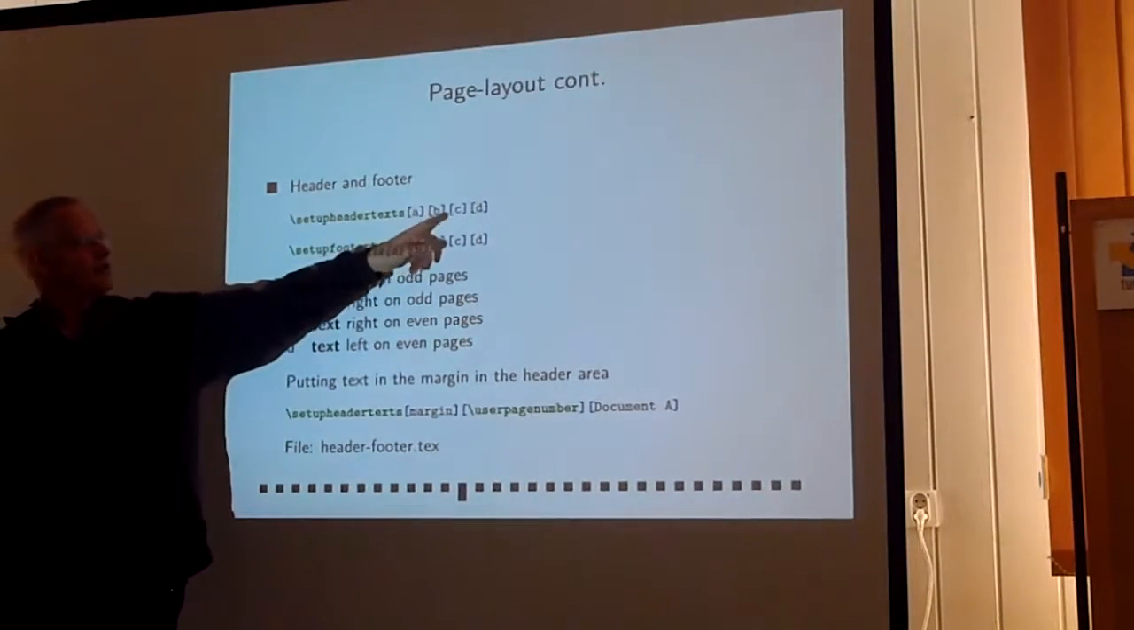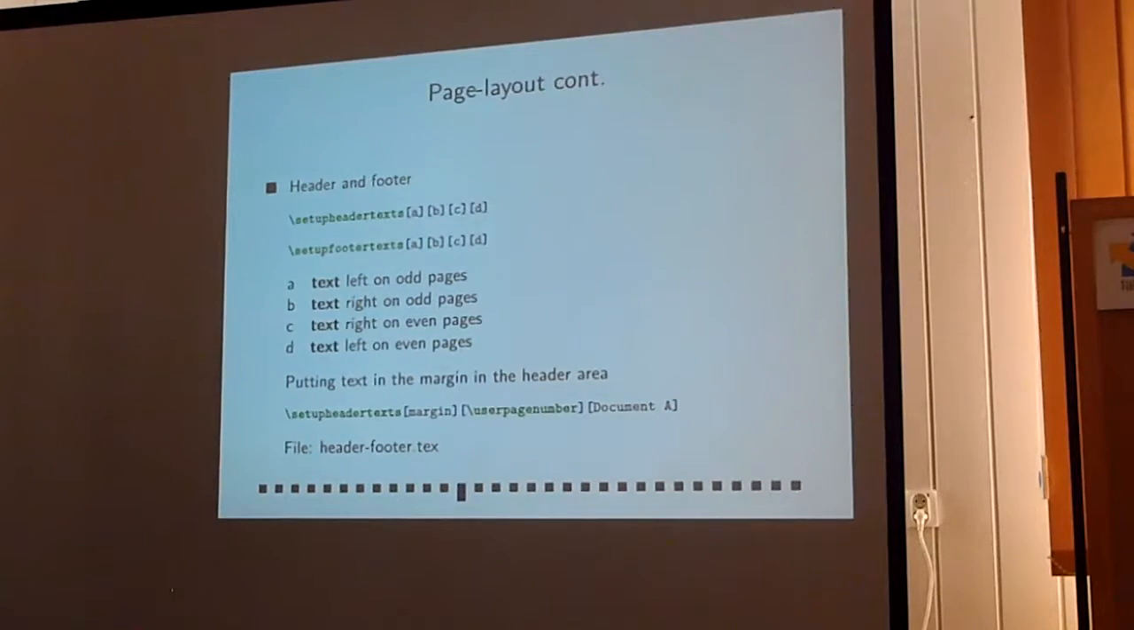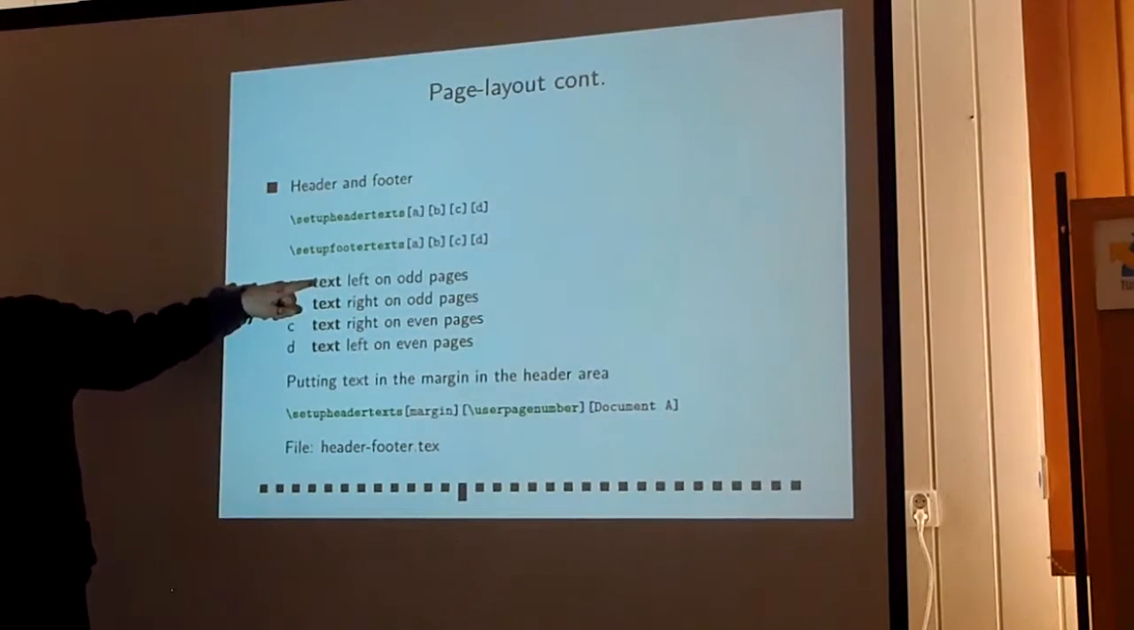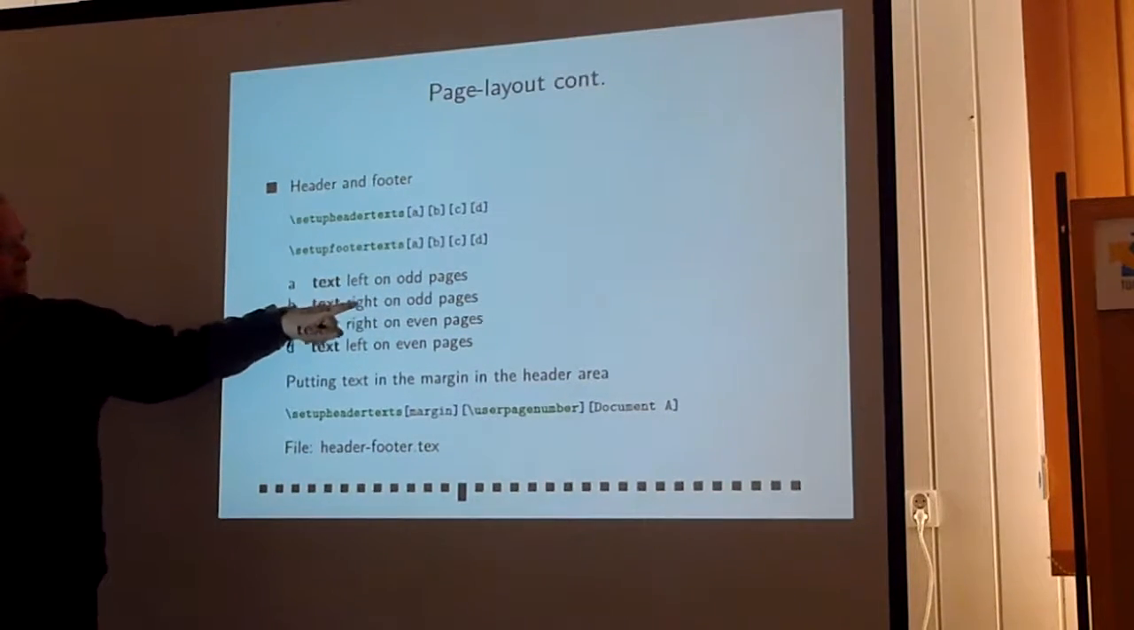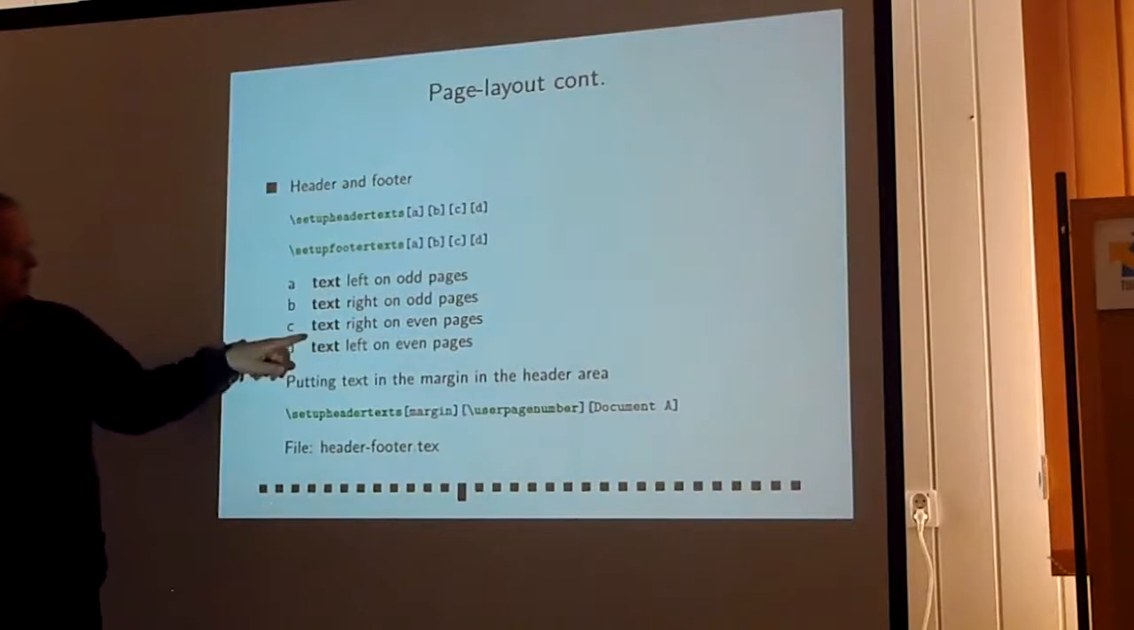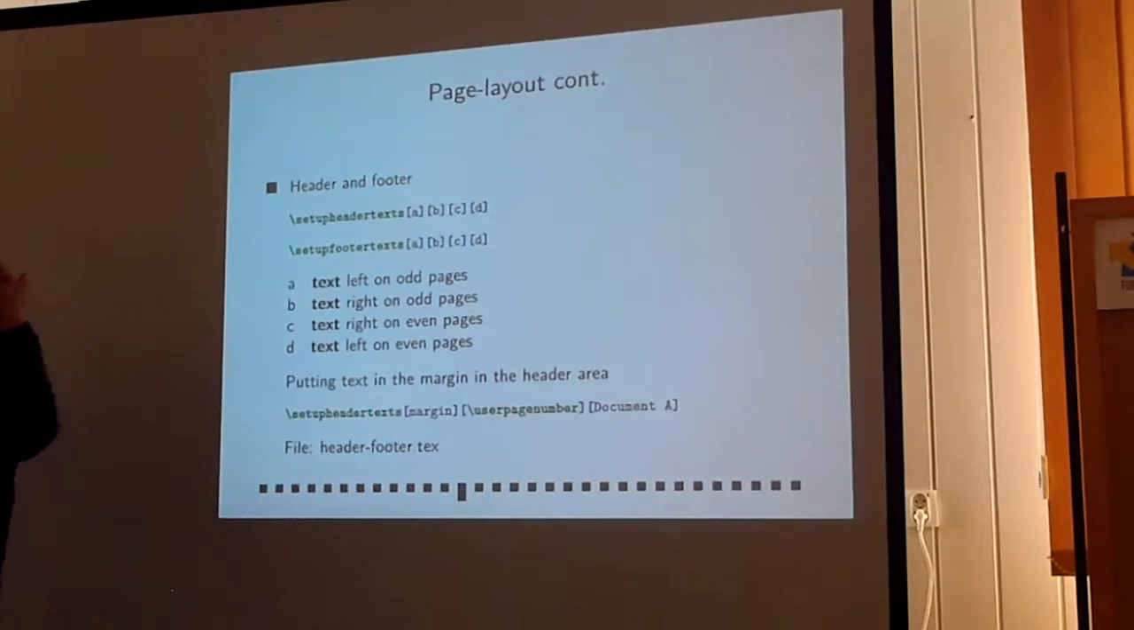initially 4 pairs of brackets, because we can put text on an odd page left, we can put text right, on an odd page, and we can do the same on even pages. So we can put 4 texts on a spread, which are all different. We can also use, of course, the same text, but we have the option to put 4 texts on a double-sided document. We can put 4 texts in the header, which are completely different.